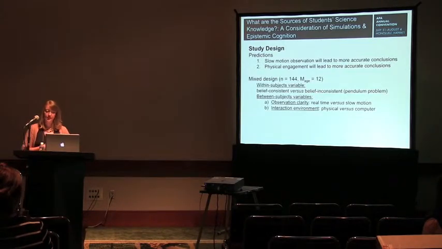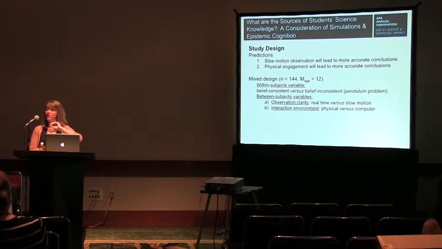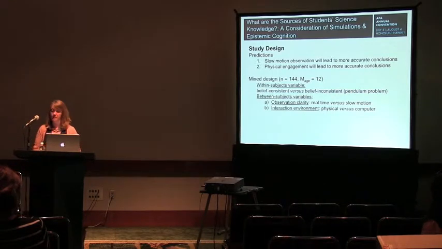This was a mixed design as well. This time, the between-subjects variables were both the observation clarity and the interaction environment. So students were either in a physical real time, physical slow motion, computer real time, or computer slow motion condition. So four different conditions they were put into, but we maintained this within-subjects variable of the problem type, the belief consistent versus belief inconsistent problem.